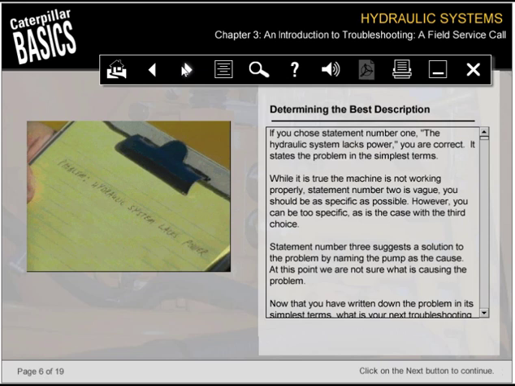Now that you've written down the problem in its simplest terms, what's your next troubleshooting step? 1. Inspect the machine. 2. Fix the problem. Or 3. Run tests and record data.